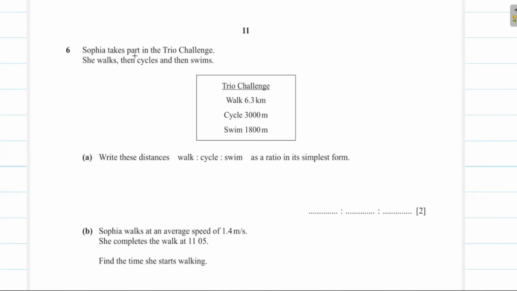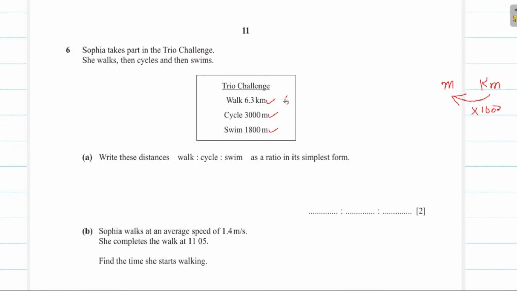Question number 6. Sophia takes part in a trial challenge. She walks, then cycles, then swims. Write the distances walk, cycle, swim as a ratio in simplest form. You see here, these are the distances. Firstly, we make the units the same. Here we have kilometer, meter, and meter. We convert the kilometer into meter. You know, when we convert kilometer into meter, we multiply by 1000.